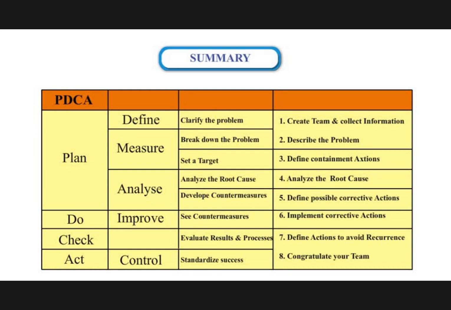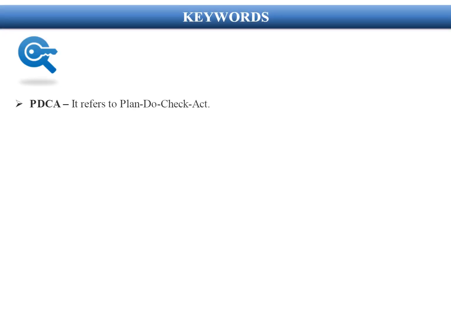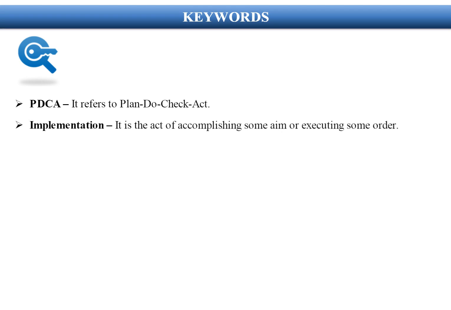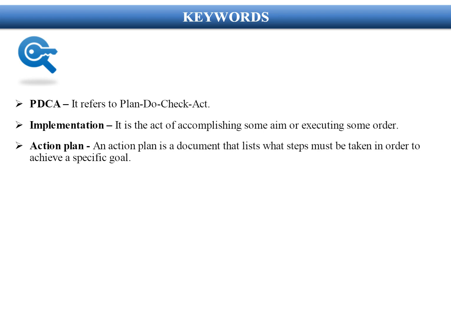Plan, do, check, act. Keywords. PDCA. It refers to Plan, Do, Check, Act. Implementation. It is the act of accomplishing some aim or executing some order. Action Plan. An action plan is a document that lists what steps must be taken in order to achieve a specific goal. Further readings.